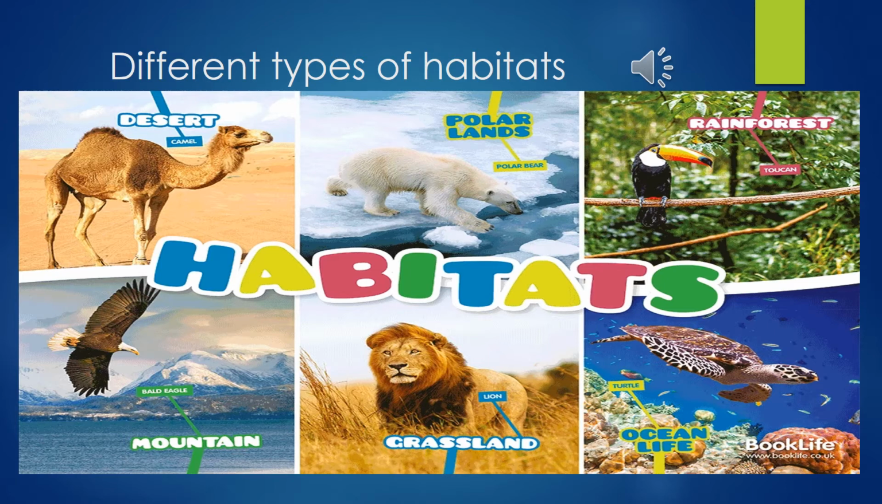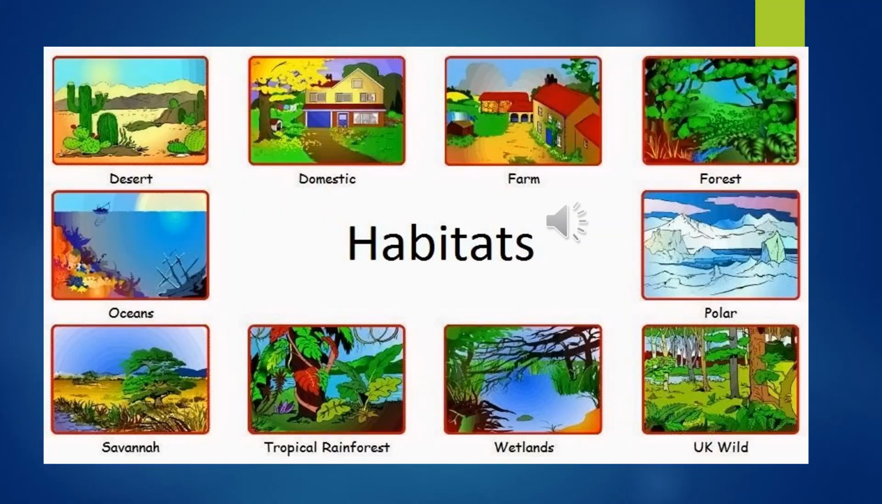There are different types of habitats spread across the world. Different habitats host a wide variety of flora and fauna. Flora are the group of plants of the same kind which you can find in any one place. Fauna are the group of animals of the same kind which you can find in any one place. There are different types of habitat. Desert is a dry place. Polar lands, rainforest, mountain, grasslands, and oceans are different types of habitats. Besides those, there are other habitats: domestic habitats, farmlands, forests, wetlands, and tropical rainforests.